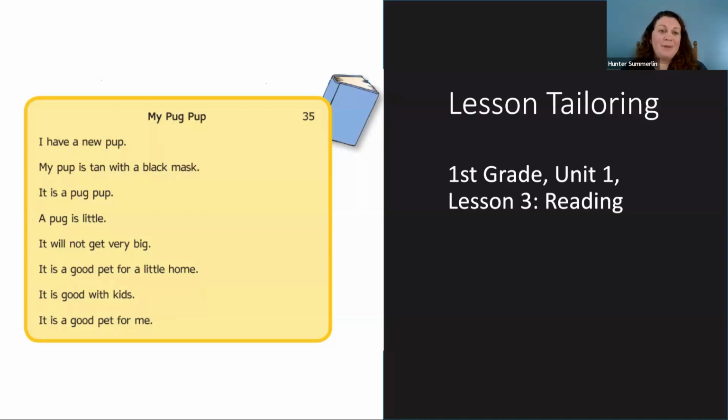I have a new pup. My pup is tan with a black mask. It is a pug pup. A pug is little. It will not get very big. It is a good pet for a little home. It is good with kids. It is a good pet for me. Okay, so you get kind of a feel for that story.